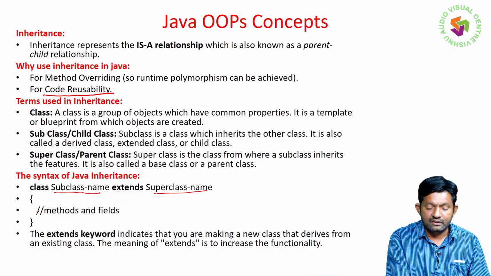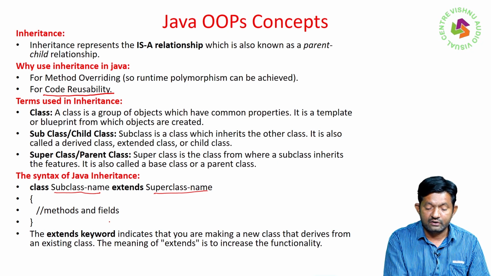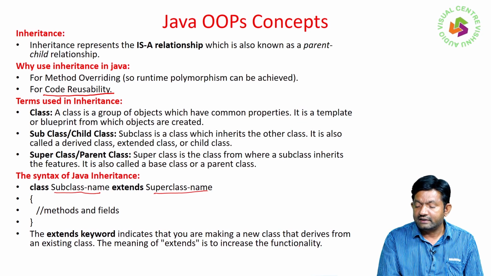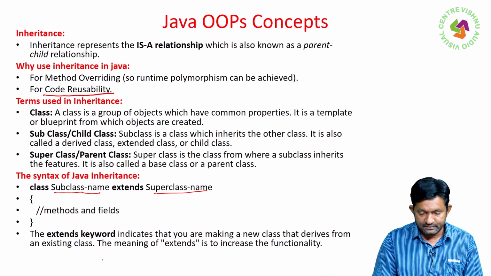Open curly brackets and close curly brackets, the braces. We are saying that within that we have to write methods and fields. Within the class we have to write methods and fields. The extends keyword indicates that you are making a new class that derives from an existing class.